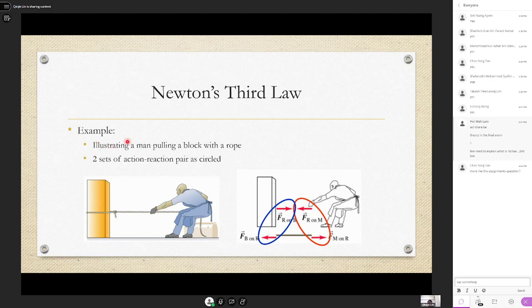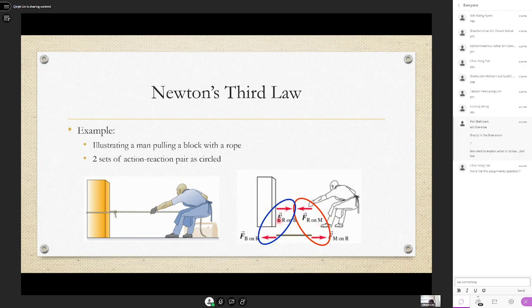Another example, illustrating a man pulling a block with a rope. So this is the case. There's a man pulling a rope which is tied to a block. So he's trying to pull the block. There are two sets of action-reaction pairs that we can see here. First set, we look at the red one first. That means we look at how the man interacts with the rope. The man is trying to pull the rope to the right side, which means the rope is trying to pull the man to the left side. So this is an action-reaction pair based on Newton's third law.